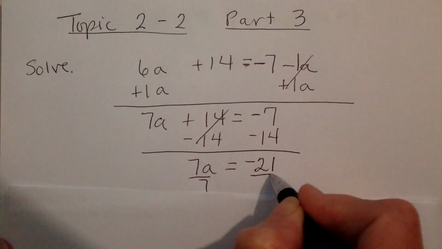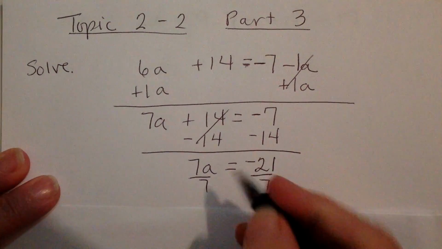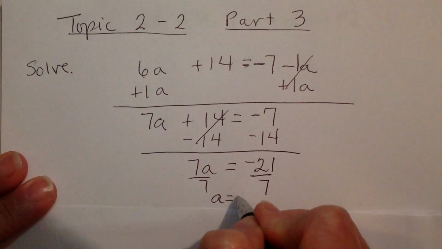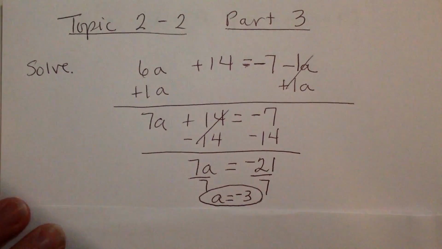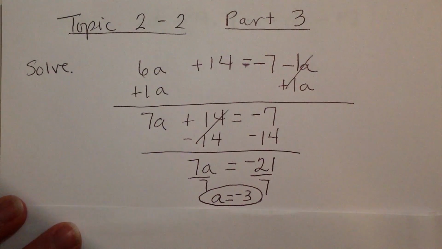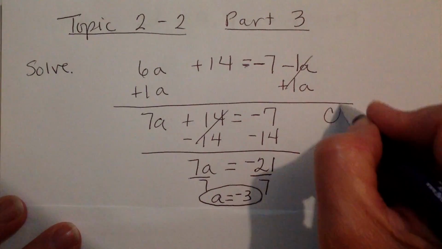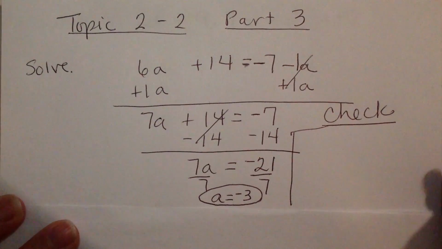Divide both sides by 7. When you divide both sides by 7, your final answer is a is equal to negative 3. So your final answer for this first example is a equals negative 3. Yes, we could still check these problems, so let's just check one over here to the side.